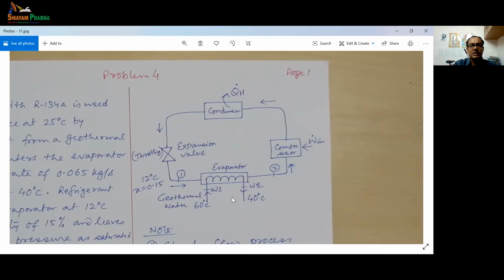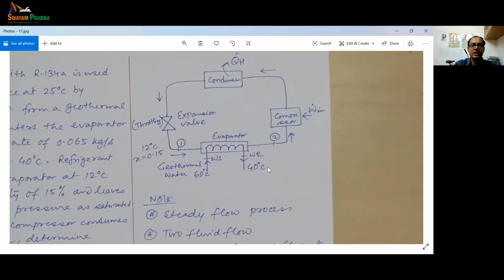Okay, so this is the evaporator from which the heat is sucked in, and it is going through the compressor where the pressure is increased, and in the condenser the heat is rejected to the environment at a rate of Q dot H, and then that high pressure refrigerant is moved through the expansion valve or through the throttling process, where the pressure comes down to the evaporator level, and this cycle goes on.